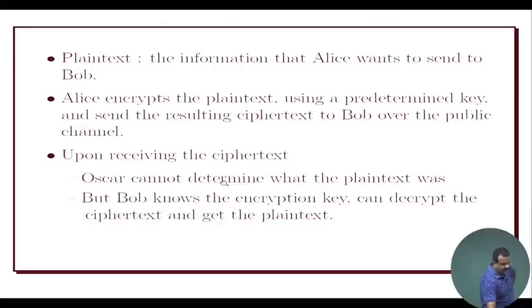Now, upon receiving the ciphertext, Oscar cannot determine what the plain text is or what the key is, but Bob has the key. So, Bob should be able to decrypt it to get back the plain text.